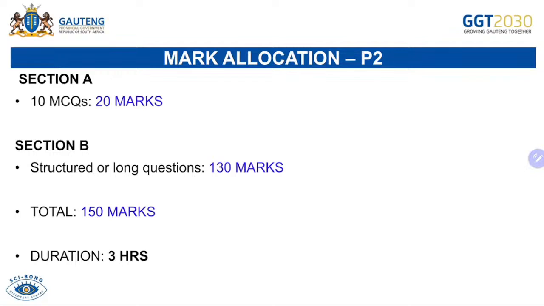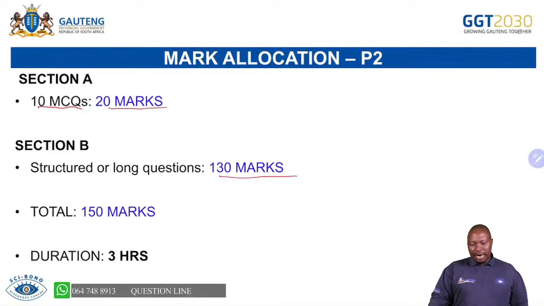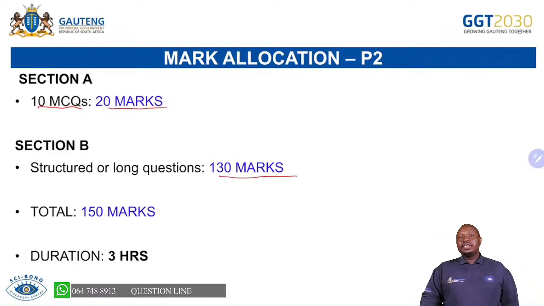Remember, your paper 2 structure is like this. We're still having 10 multiple choice questions with 20 marks. You are going to have structured or long questions with 130 marks. The total is still 150. You are still going to sit for 3 hours.